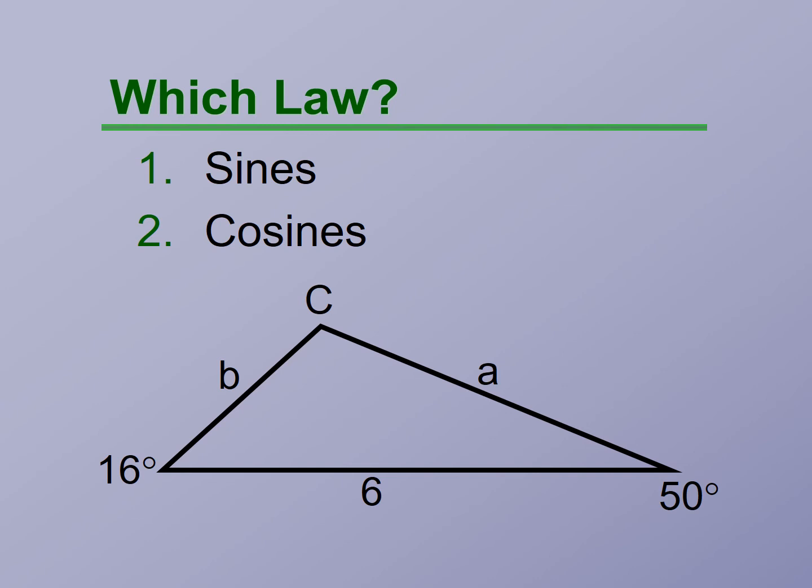Okay, so for this one, you are not given a corresponding side with a corresponding angle. So you have an angle side angle, which means you would have to use the law of cosines. Oh, I'm sorry. You can actually solve for angle C, and once you know angle C, because it would be 180 minus 16 minus 50, then it would be the law of sines, because you would have angle C and you would have side C. So that is a trick question. Make sure you're watching out for that. So this would actually be the law of sines.